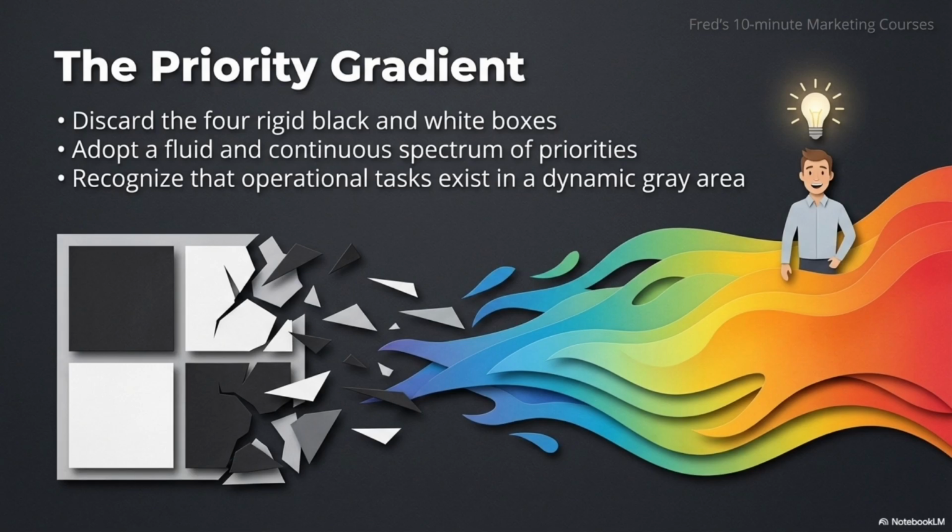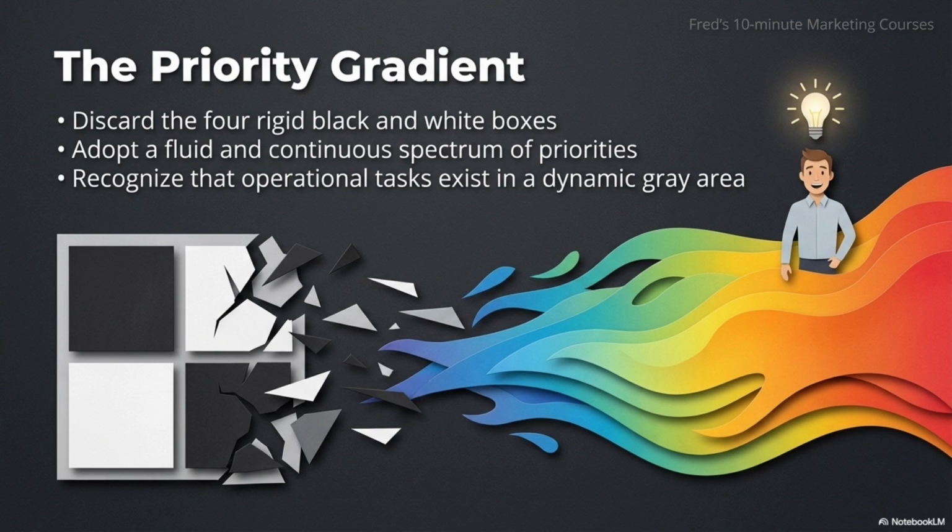We don't discard the tool, we reshape it to fit our reality. The publication introduces a fantastic visual metaphor to help us do this. Okay, let's hear it. We need to stop looking at the real-world matrix as four distinct, perfectly segregated black and white boxes. Instead, we should view it as a fluid gradient. It's a continuous spectrum of priorities.